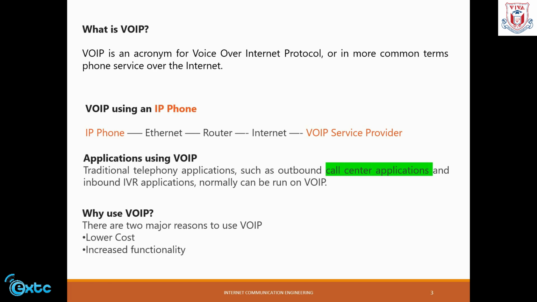It finds a lot of applications. Traditional telephone applications such as outbound call center applications and IVR applications normally run on this VoIP concept. Call center is the most popular application. And why do we have to use VoIP? Why not the telephone networks? The simple reason is lower cost and increased functionalities, which are very much required in such applications. So now let us see how it will be designed.